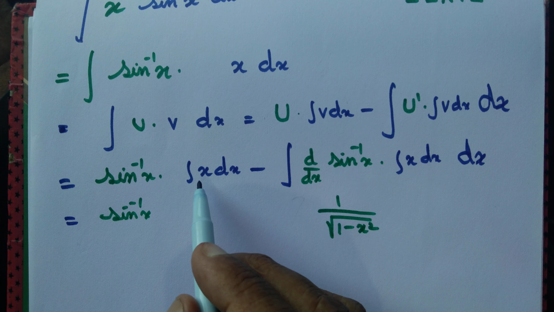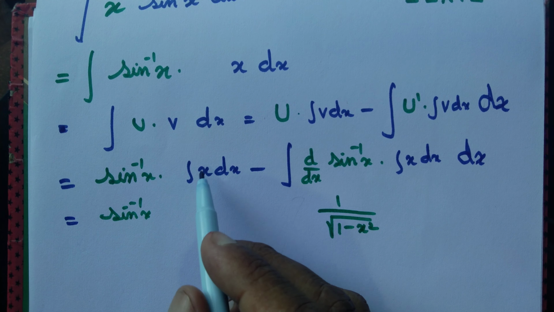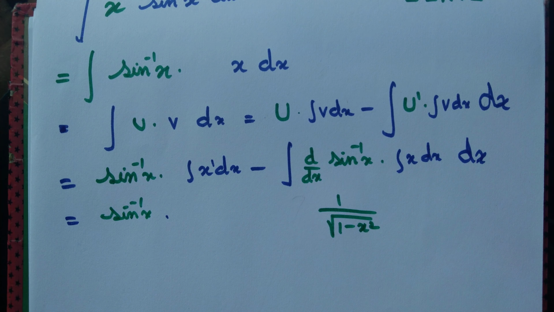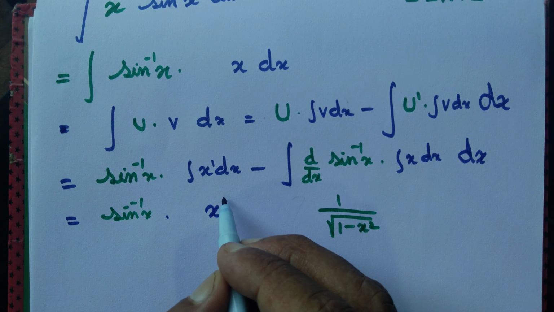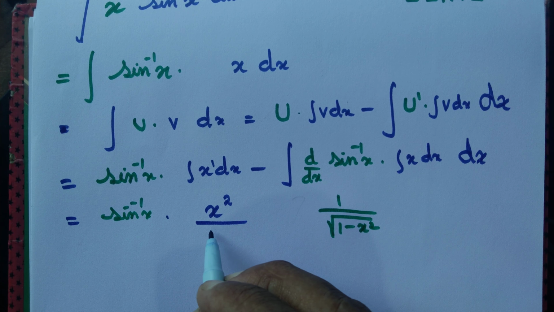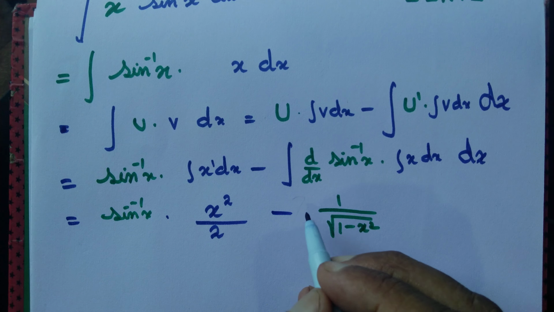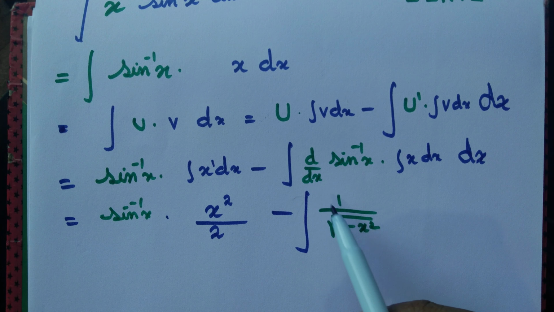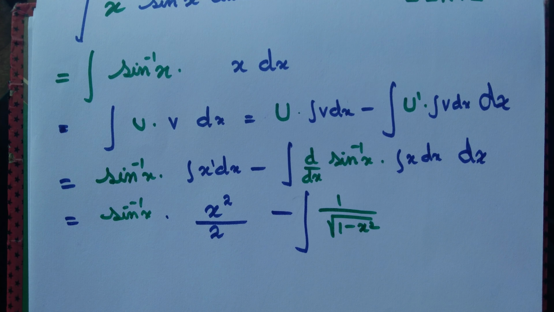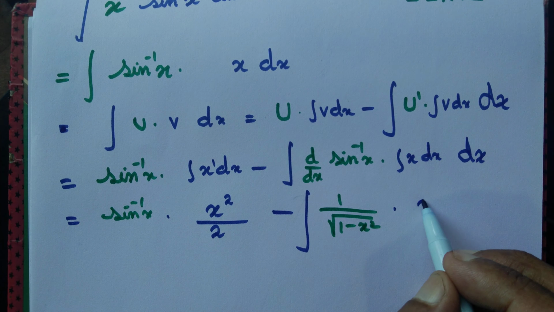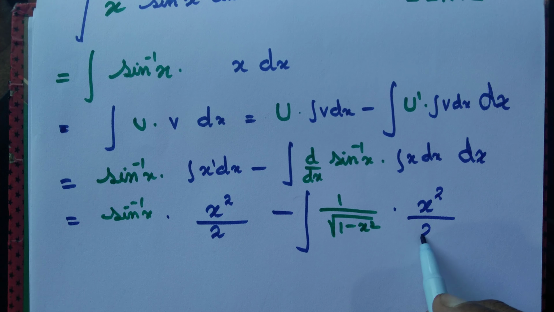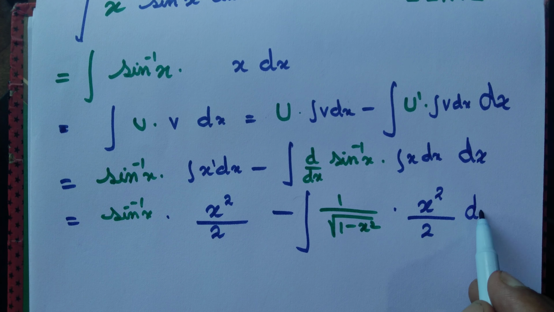And how about the integral of x? The integral of x to the power n is x to the power n plus 1 by n plus 1. We got n equal to 1. So x to the power 1 plus 1, which is 2, by 1 plus 1, again 2, minus the integral of, once again, the derivative of sine inverse of x, 1 by root over 1 minus x square, and the integral of x, x to the power 2 divided by 2, dx.